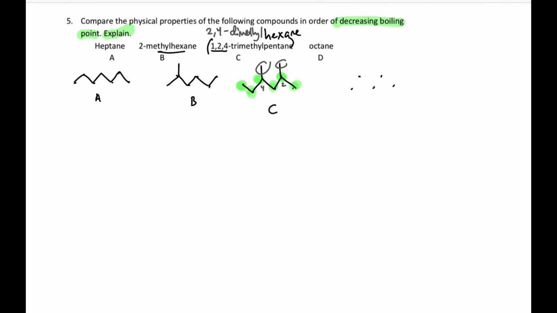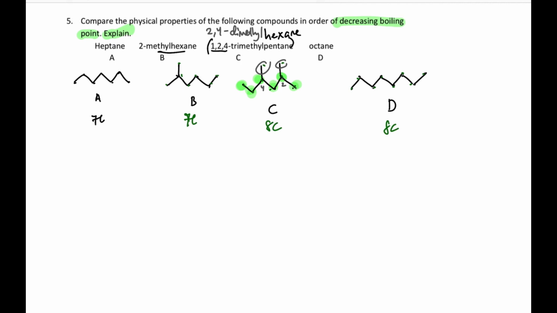Okay, and then D, octane. Octane, so 1, 2, 3, 4, 5, 6, 7, 8. Okay, D. So kalau kita tengok betul-betul, A dia ada 7 carbons. B dia ada berapa carbons? 1, 2, 3, 4, 5, 6, 7 juga 7 carbons. C dia ada 1, 2, 3, 4, 5, 6, 7, 8. 8 carbons. D dia ada 8 carbons. So of course 8 carbons lebih tinggi daripada ni.